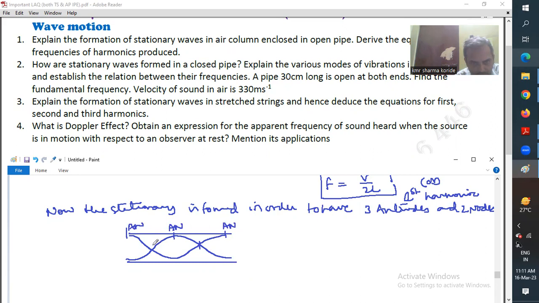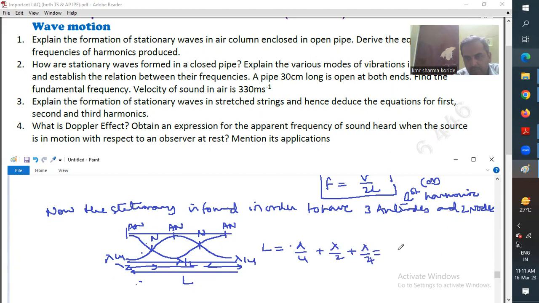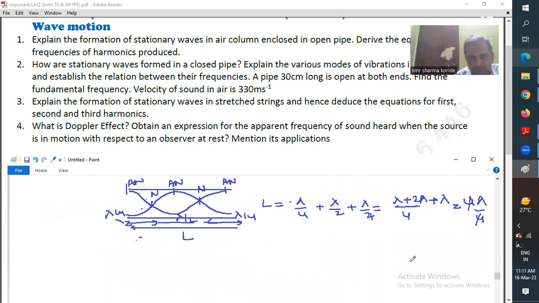So within the length of the pipe, L is equal to the gap between node and antinode, lambda by 4, and the node gap is lambda by 2. This is lambda by 4 once again. So lambda by 4, lambda by 2, and lambda by 4. Taking 4 as LCM, lambda plus 2 lambda plus lambda, so 4 lambda by 4. 4 and 4 get cancelled. So L is equal to lambda. You call this the first equation.